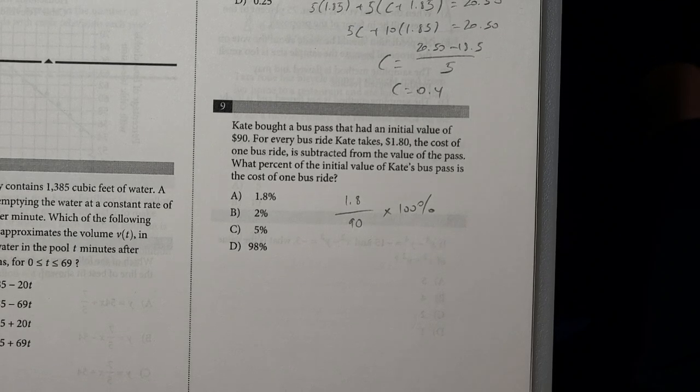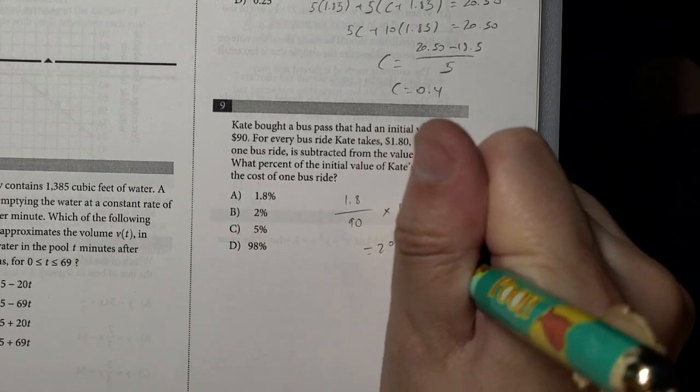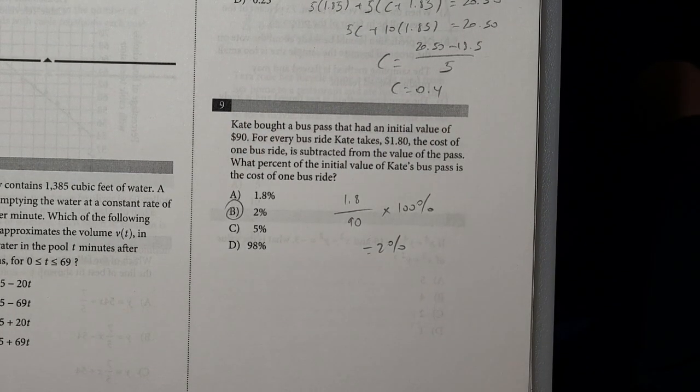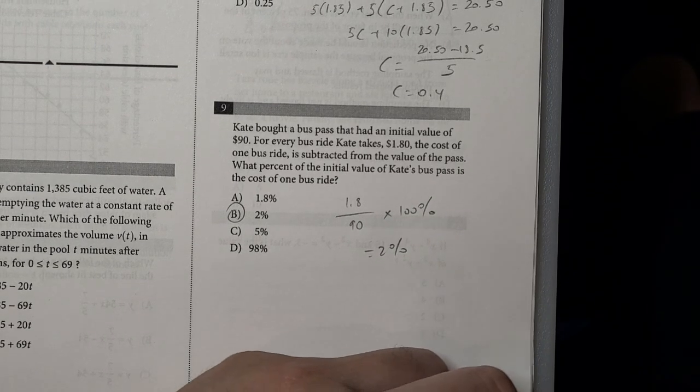Okay, so plug that into the calculator. 1 divided by 90 times 100, that'll be 2%. Answer is B. Okay, moving along.